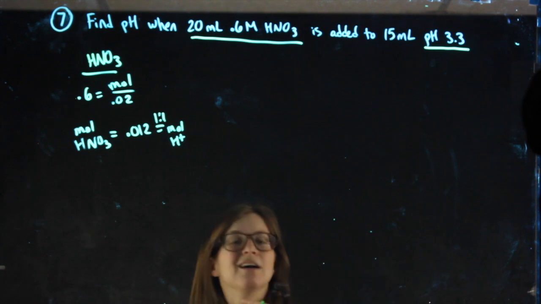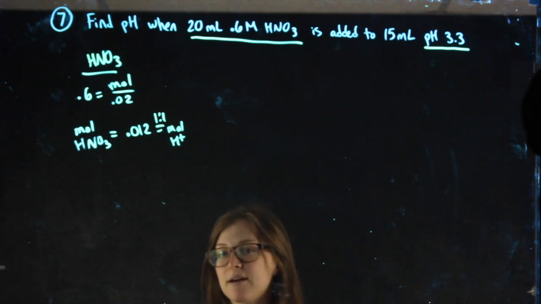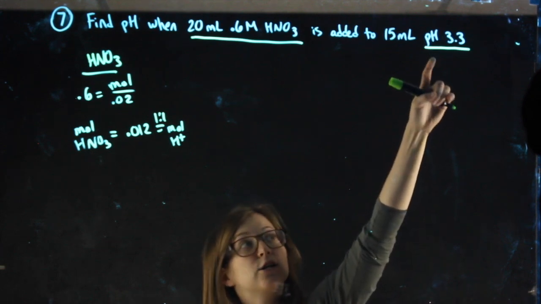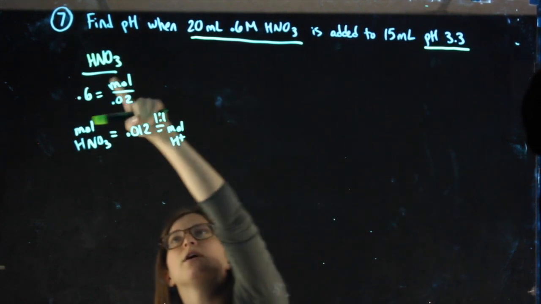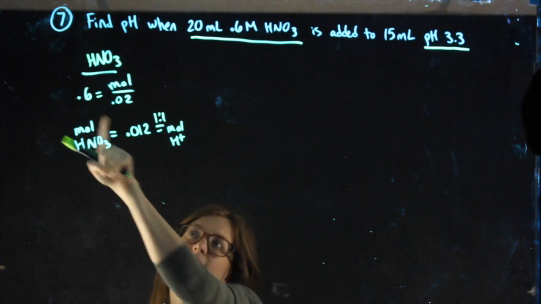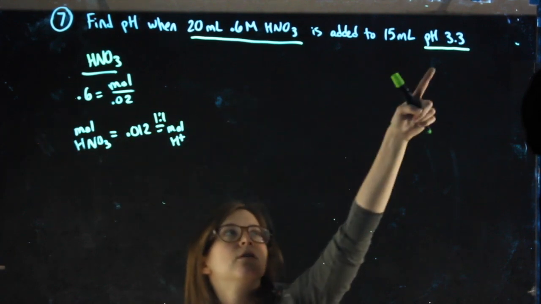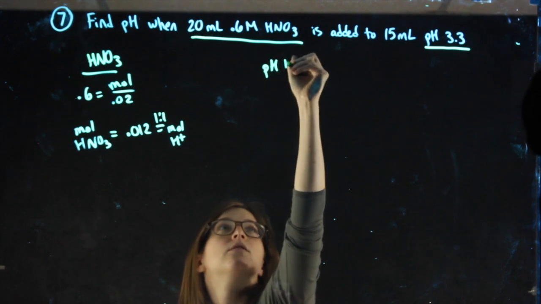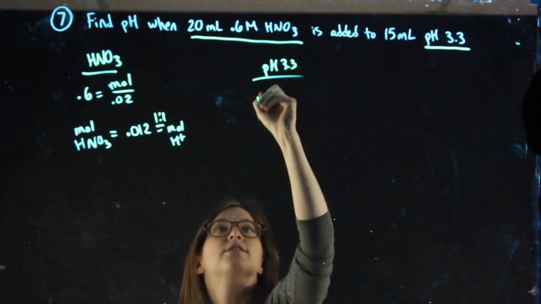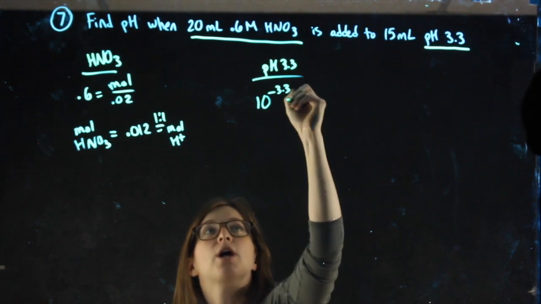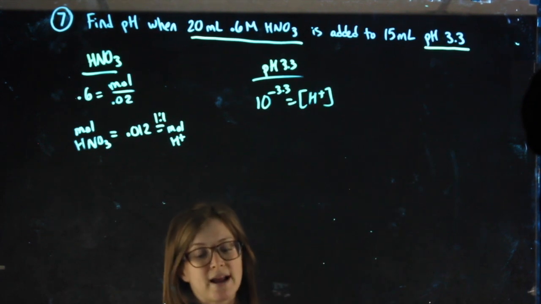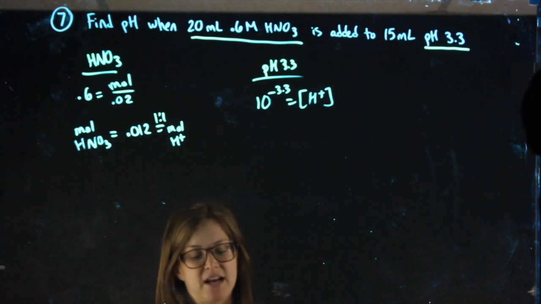My other acid, it doesn't matter what the acid is, I'm never going to have to consider a ratio because we're already in terms of H. Here we were in terms of HNO3, I had to consider the ratio. pH, as soon as I do 10 to the negative pH, I have my H plus molarity. It's already H plus. It's not anything else.